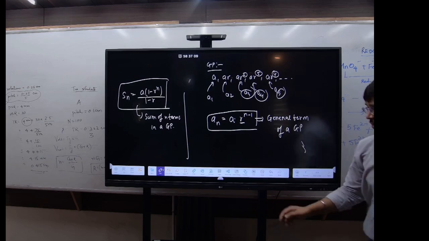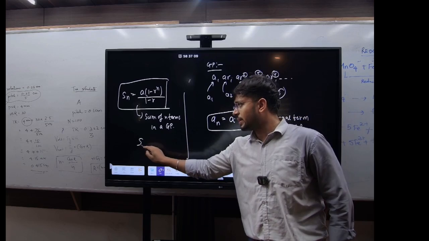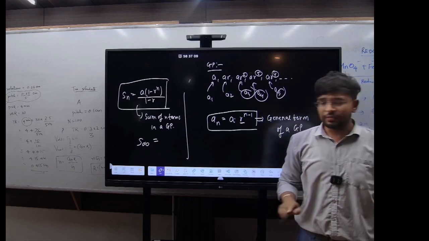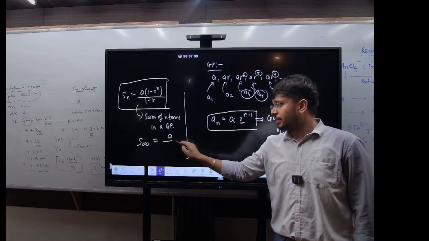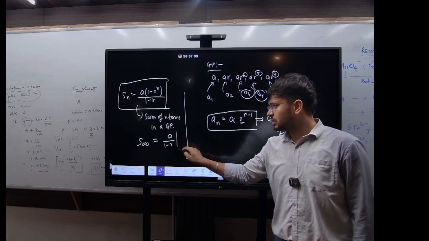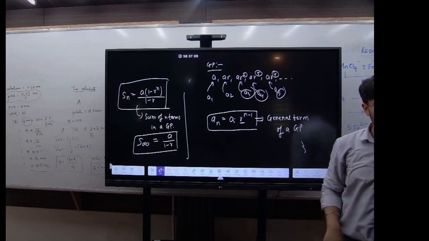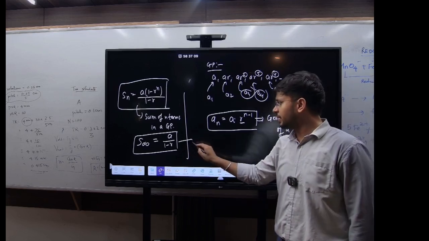And the third last formula is the sum of infinite terms. Now the next they will ask. So the sum of infinite terms is nothing but a divided by 1 minus r. This is the only 3 formulas you have. After this there are a few more formulas. This is called the sum of infinite terms.